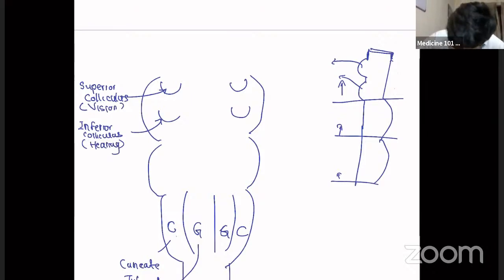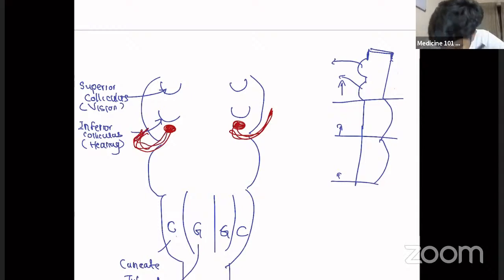Okay, and this fact, memorize this. Whatever you can do, remember this. Below the inferior colliculus, cranial nerve 4 comes out. And it comes out and moves forward. Cranial nerve 4 is the only nerve which originates from the back of the brainstem. It comes from back, moves forward. What is this nerve called? Trochlear. Nice.